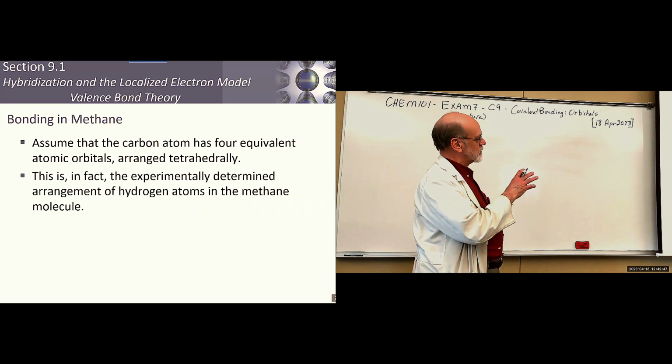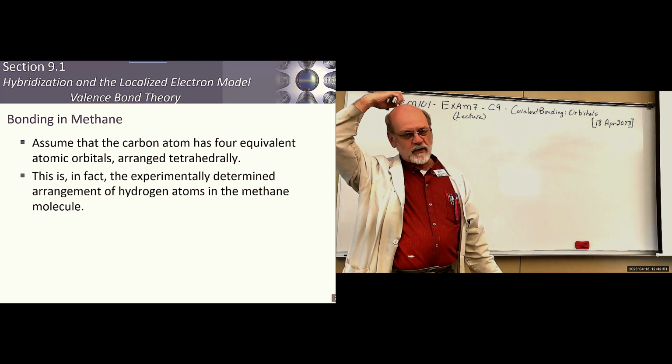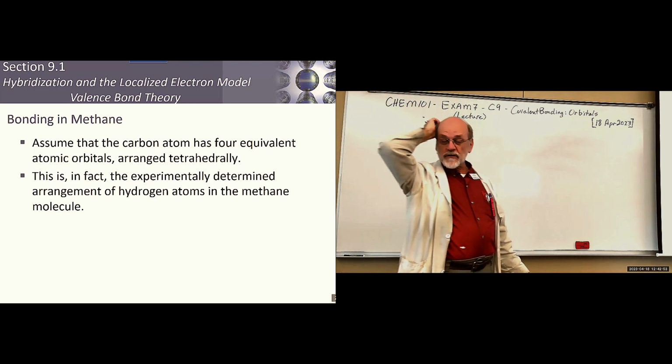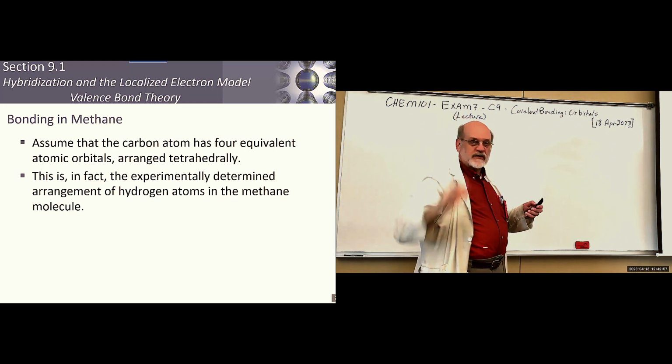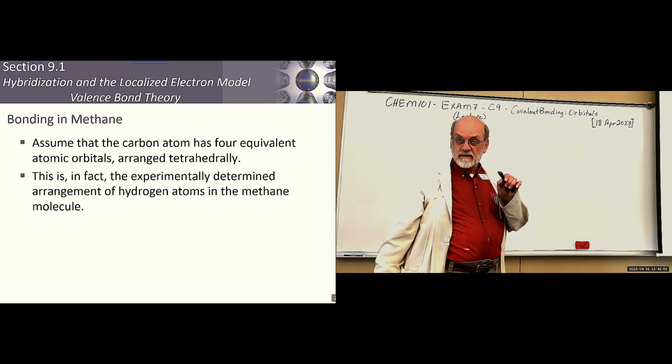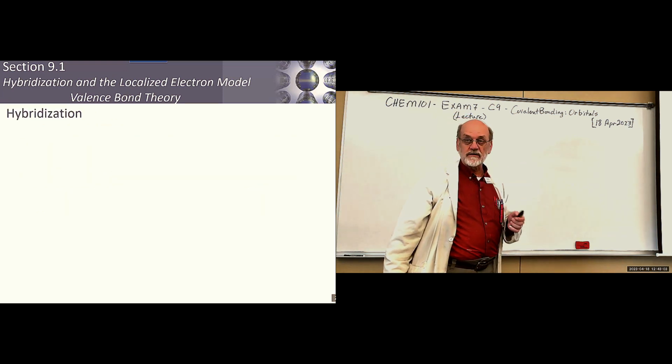4 equivalent orbitals, okay. So that just says what I've already told you. We know that the shape is tetrahedral, but we can't explain it with the valence bond theory presently. We have to modify it. It's called hybridization.